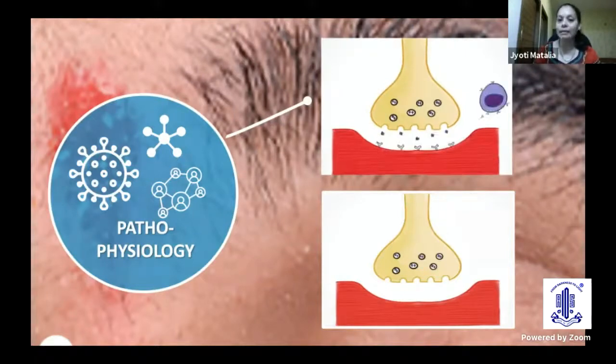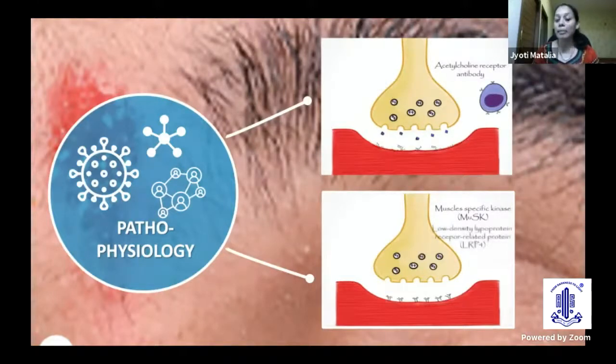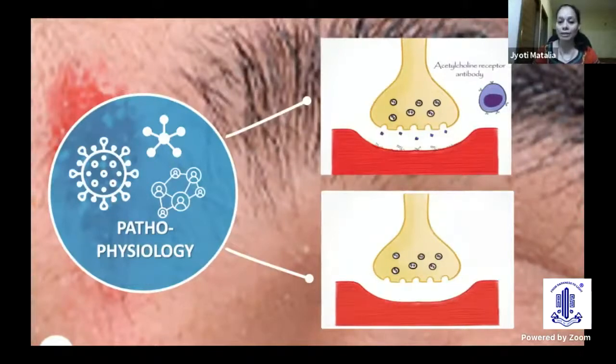But in myasthenia, there is presence of acetylcholine receptor antibodies, which bind to these receptors and result in their destruction. That's one. Another important aspect is the presence of the muscle-specific kinase and the LRP4, which is important for normal clustering of these receptors. If that is destroyed by antibodies, which tends to happen in myasthenia, that will result in destruction of the receptors. And both these form the basis of the diagnostic tests.